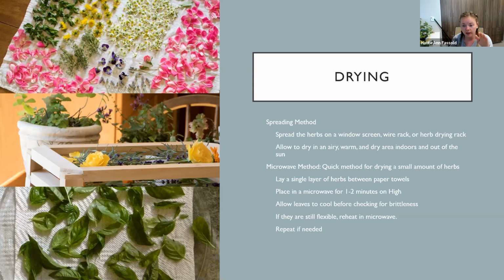So you lay a single layer of herbs between paper towels, and then you place them in the microwave for 1 to 2 minutes on high. You want to let the leaves cool down before checking for brittleness. If they crunch at your touch, then they're ready to go. But if they're still flexible, you want to reheat them in the microwave. Just be really careful again with the timing. You don't want anything catching on fire and getting ruined.